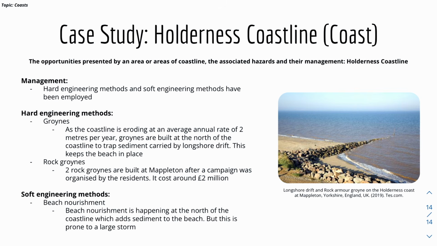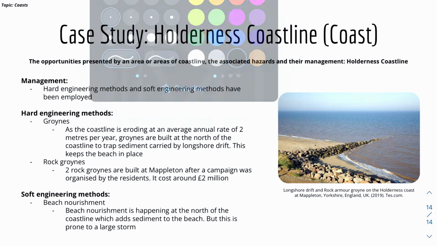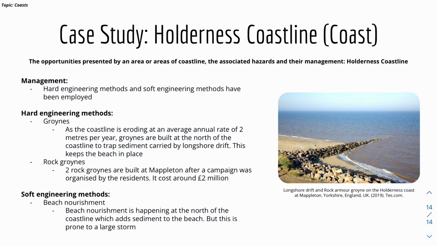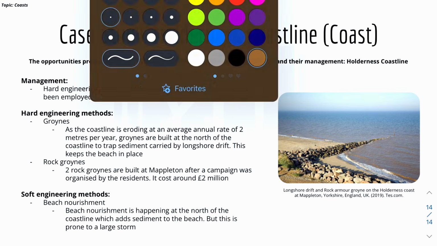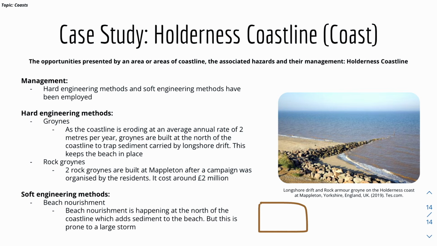And another soft engineering method is beach nourishment or beach replenishment, which is happening at the north of the coastline, which adds sediment to the beach, but this is prone to a large storm. For a more detailed explanation of what beach nourishment is, imagine you have a beach which is constantly eroded by wind due to the prevailing wind taking away the material, so longshore drift happens and the material gets moved along the beach.